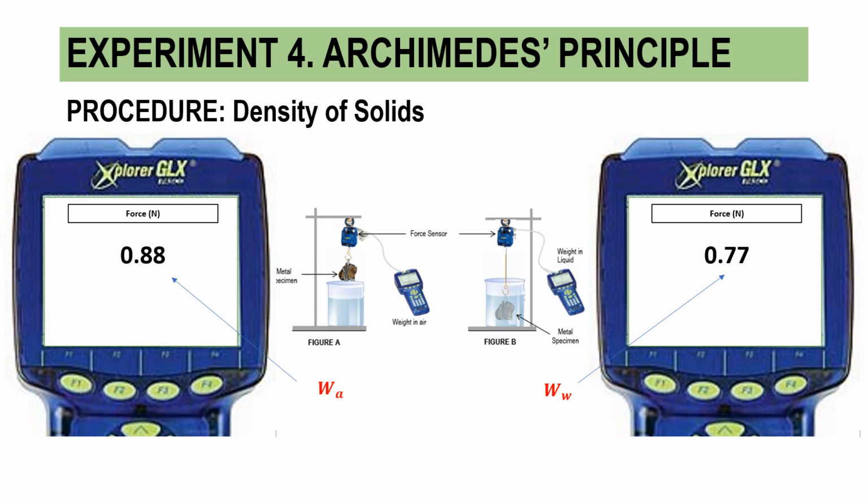Suppose we have these values: for the weight in air, that is equal to 0.88 newtons, and for the weight in water, that is equal to 0.77 newtons.